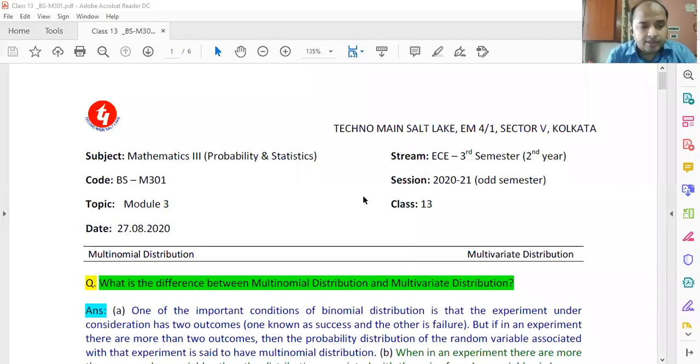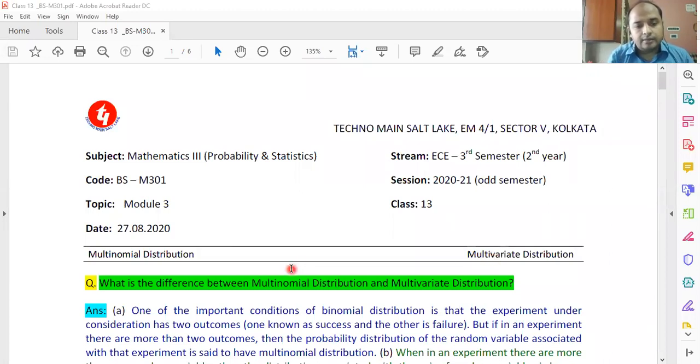My today's topic is based on two important things. One is called multinomial distribution, and another is called multivariate distribution. Now, multinomial distribution was actually part of your module 1 of the syllabus, and multivariate is part of your module 2 of the syllabus. But this particular word multivariate hasn't been written in the syllabus. Instead, the term bivariate was written.